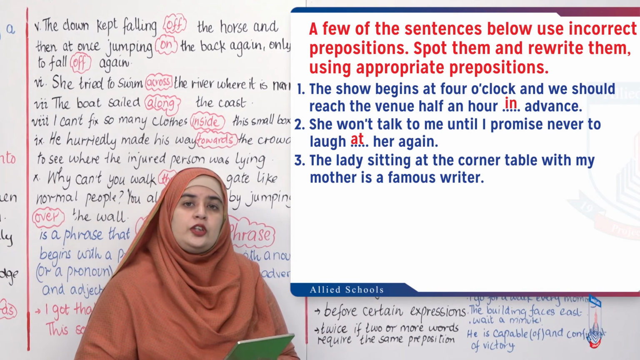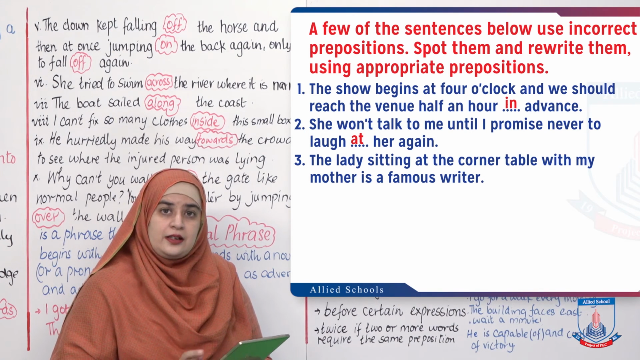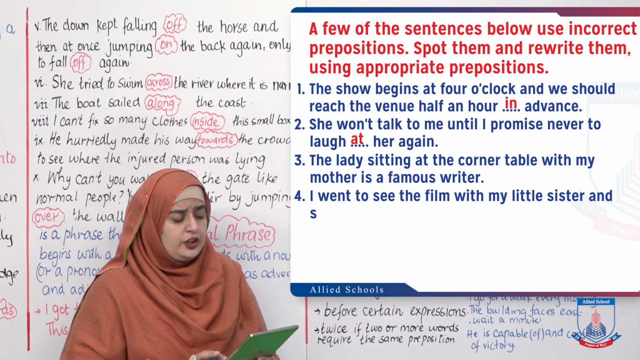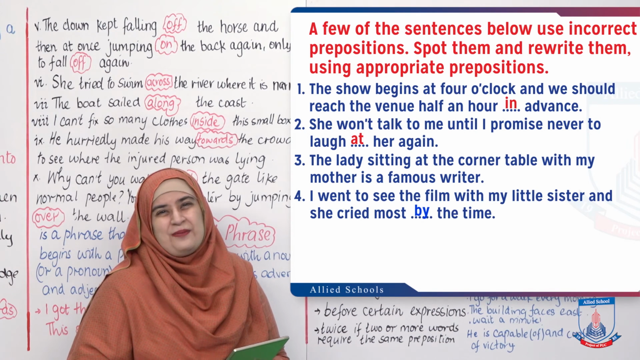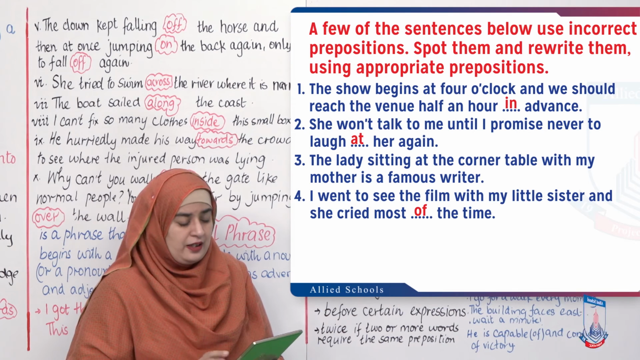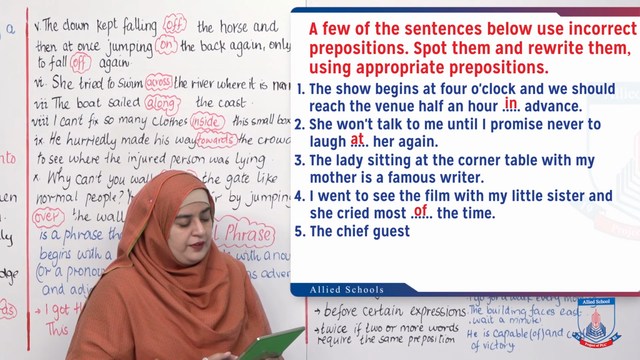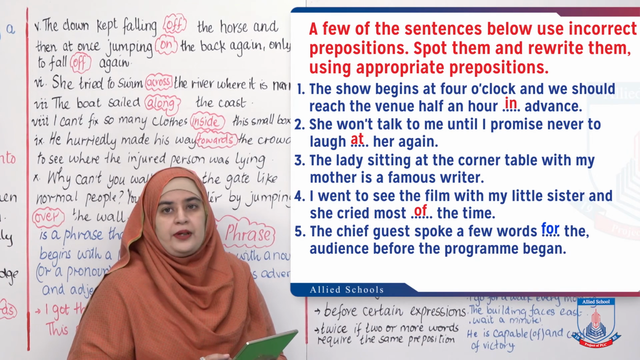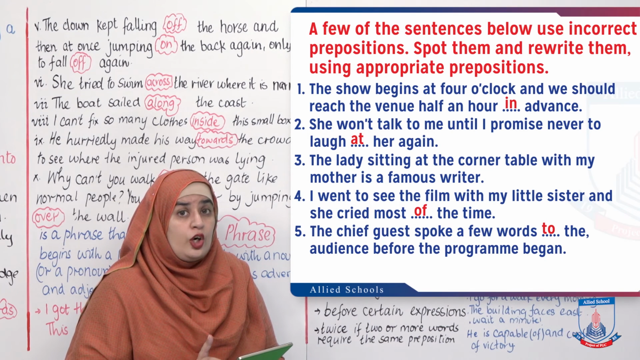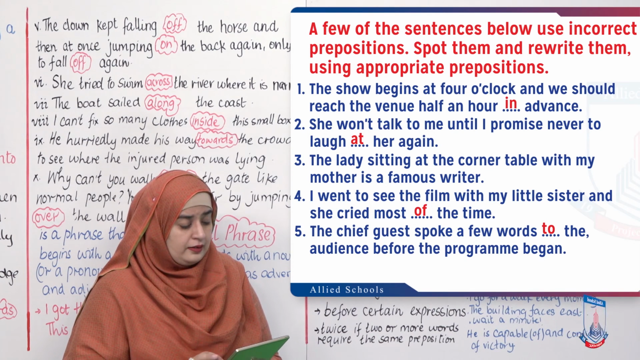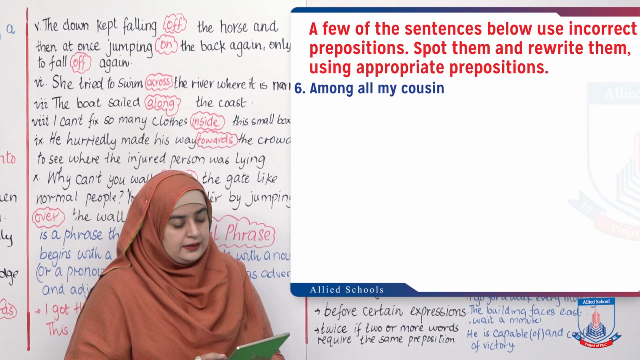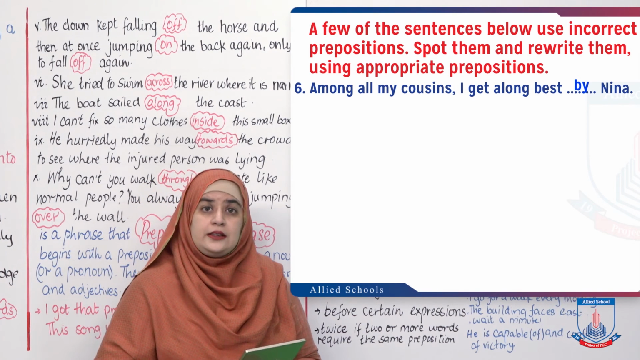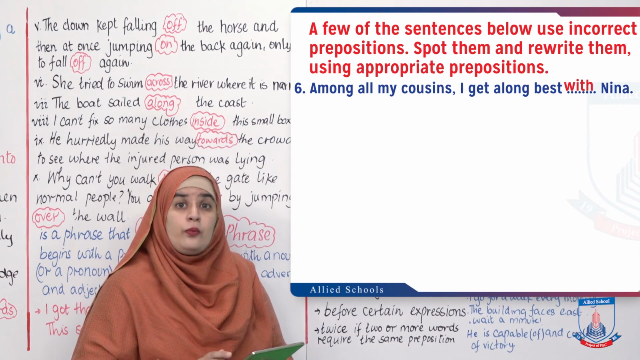The lady sitting at the corner table with my mother is a famous writer. There is no prepositional mistake in this sentence. It's a correct sentence. I went to see the film with my little sister and she cried most by the time. She cried most of the time. The chief guest spoke a few words for the audience before the program began. To the audience before the program began. Among all my cousins, I get along best by Nina. Among all my cousins, I get along best with Nina.